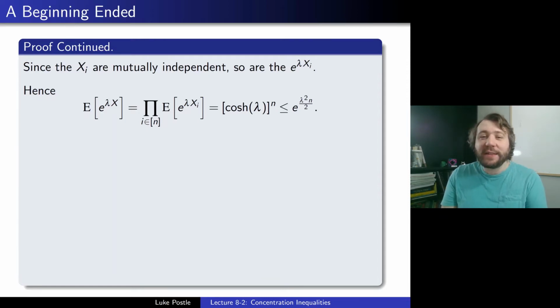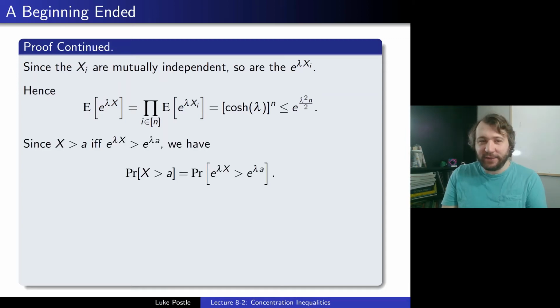All right, so now we have an upper bound on this exponential moment. What good does that do? Well, here's the important part: x is greater than a if and only if e to the lambda x is greater than e to the lambda a, right? So if we take this exponential transform, it preserves the ordering. And so the probability that x is greater than a is equal to the probability that e to the lambda x is greater than e to the lambda a. And now we can work with the exponential moment.